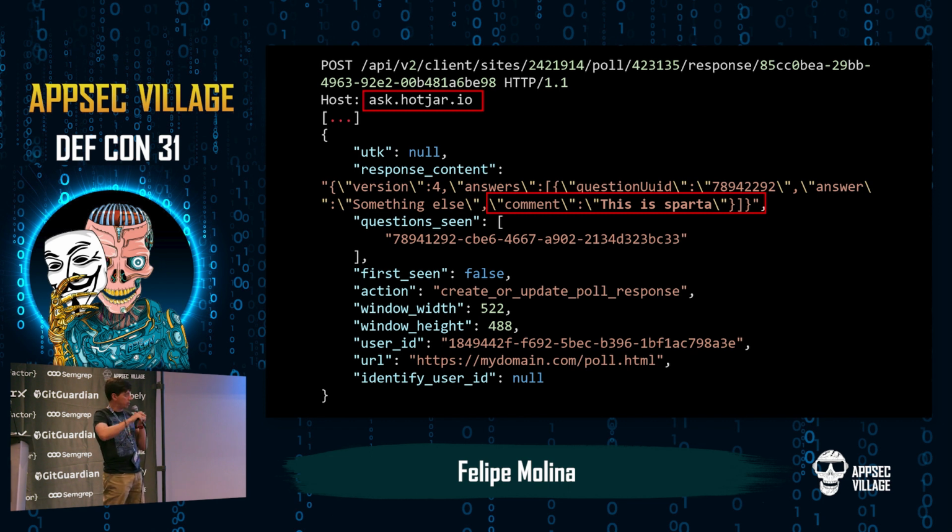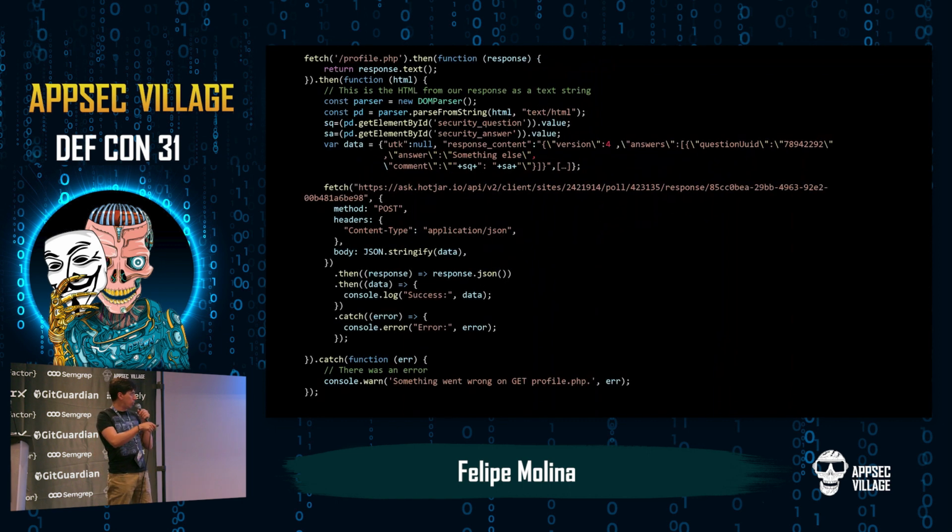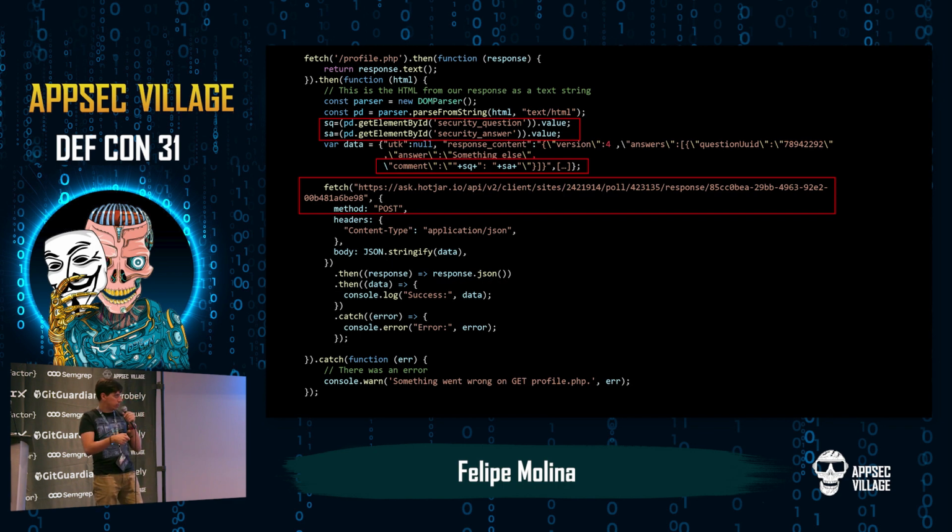AskHotjar.io is the host where we are exfiltrating this information to. This is a response content parameter, which contains within the comment the answer of the poll, no? So we are going to take advantage of it by introducing that in our previous proof of concept. We get now, again, the security question and answers exfiltrated from the profile of the user. We introduce them in the comment and then fetch, post this information to askhotjar.io, etc.